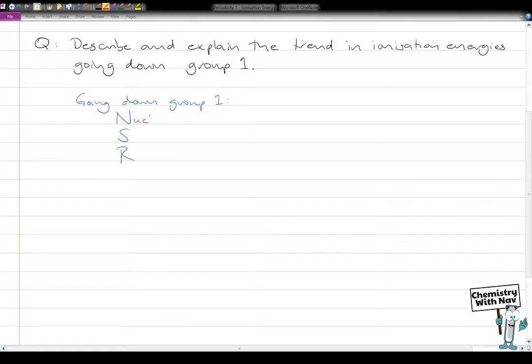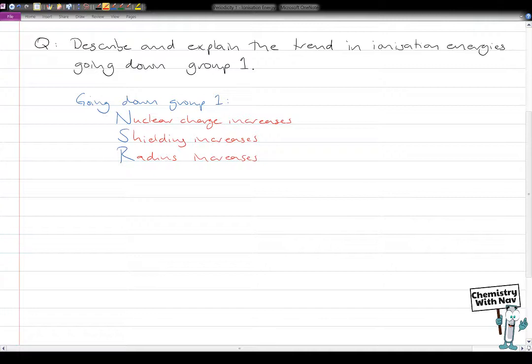So going down group 1, nuclear charge increases. Shielding also increases. And the radius also increases. Let's just look at those three things in a bit more detail.